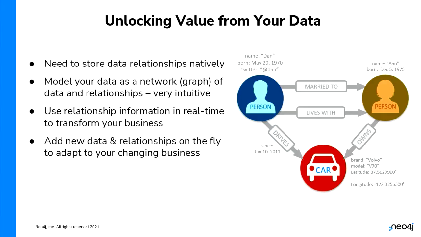Being able to check the boxes on these bullet points. That's an example of a graph. So you can see that Dan is married to Ann. He lives with Ann. Ann owns the car, but Dan drives the car. So you can see, you can really model your real-world situation really flexibly in a graph data model.